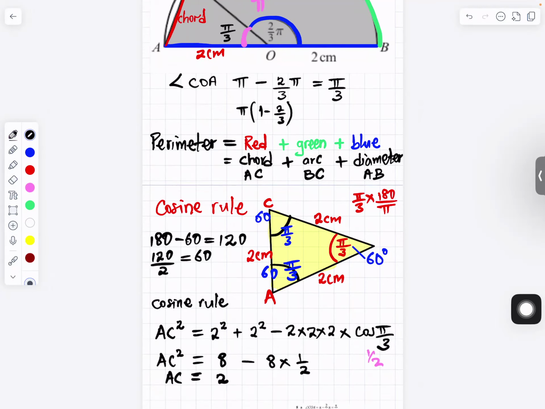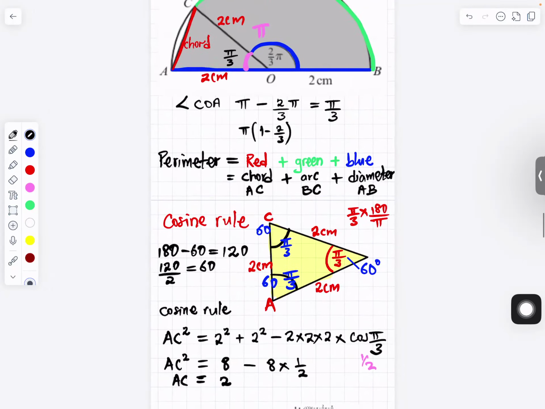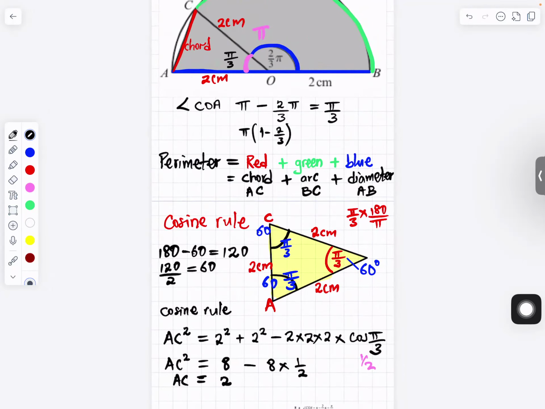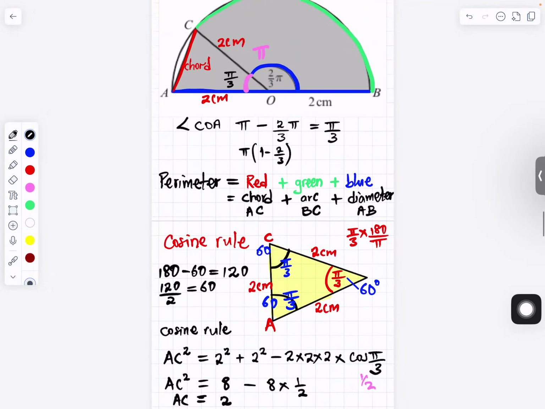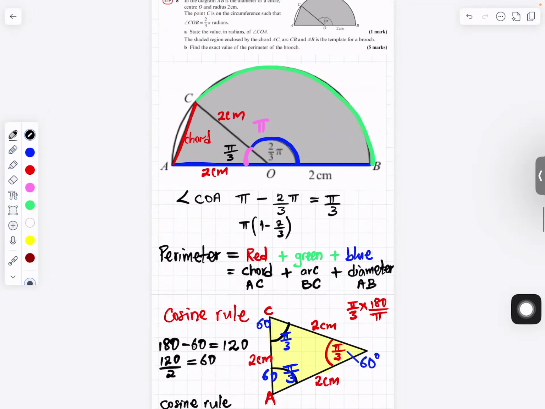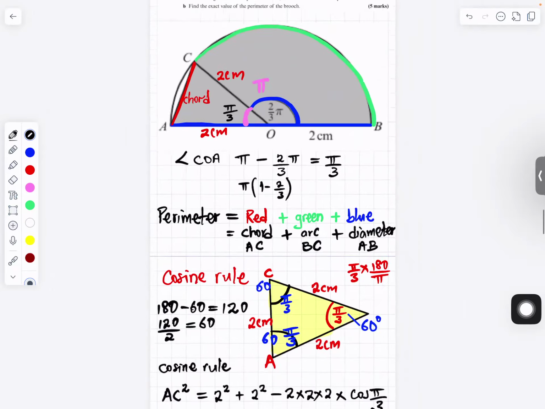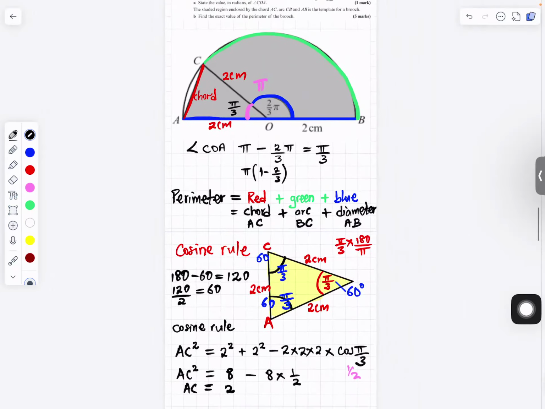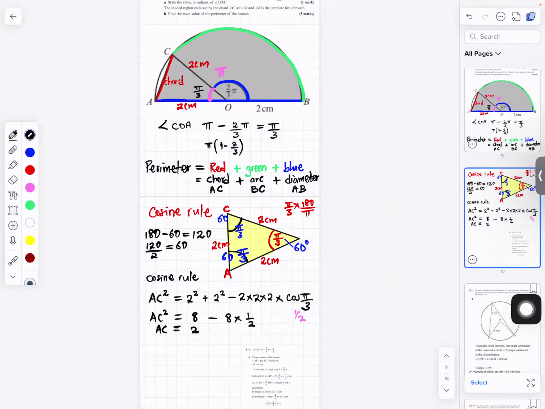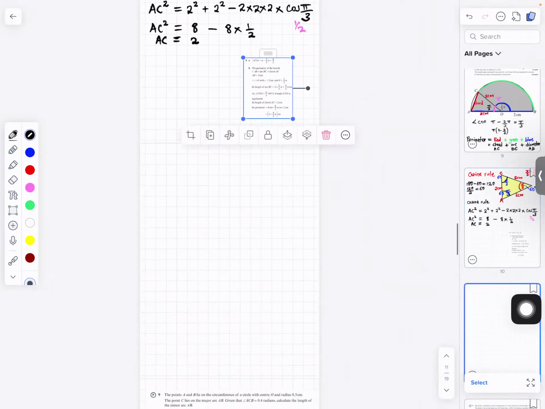So AC is 2. So now we know the diameter would be the long blue line. We know AC. We need to find the green one, the green curve. How do you find the length of that arc? L equals R theta. R times theta. Yeah, R theta, sorry. R theta is that angle there.